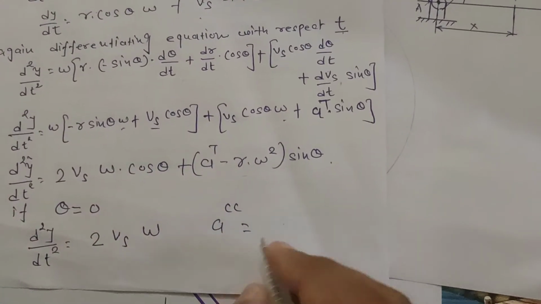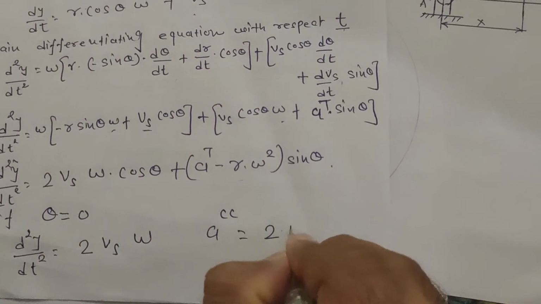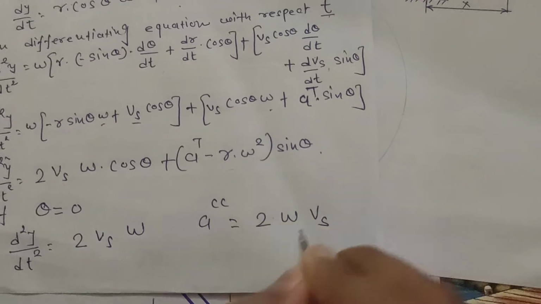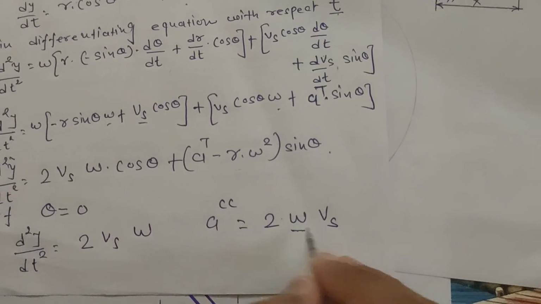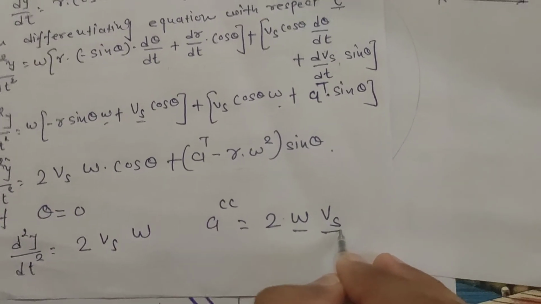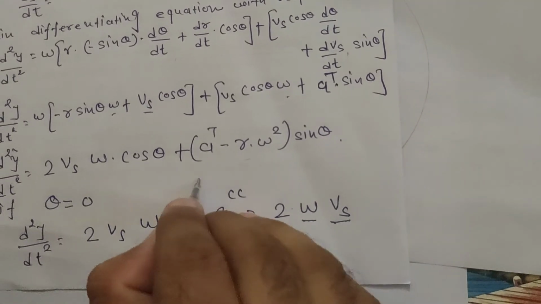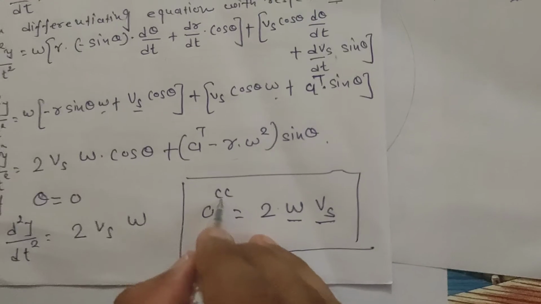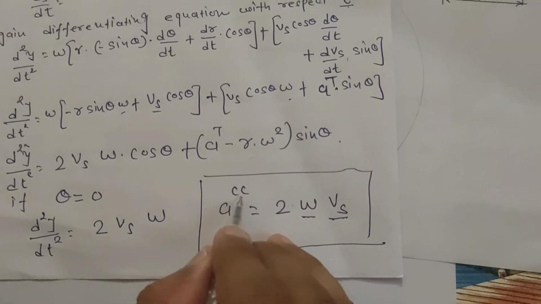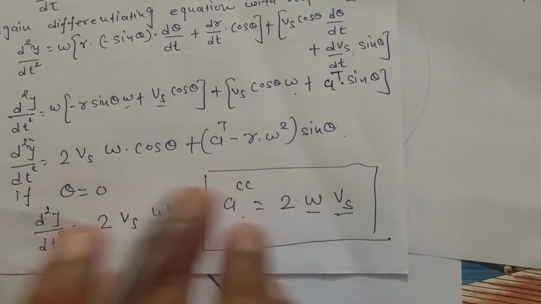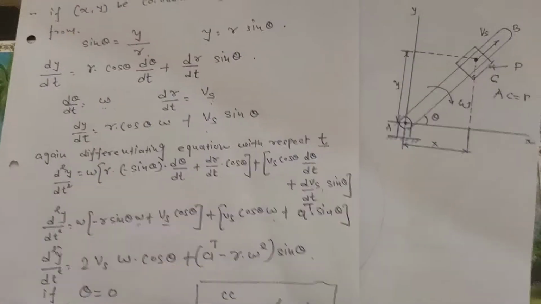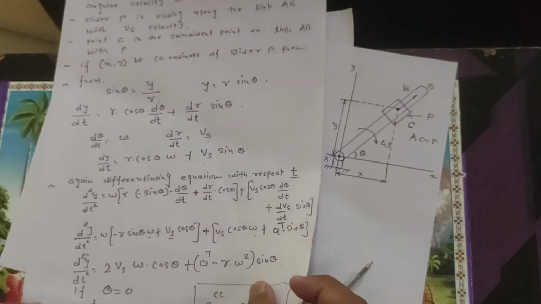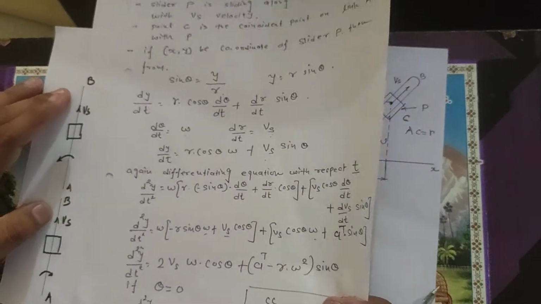The Coriolis acceleration a_cc is equal to 2 omega Vs, where omega is the angular velocity and Vs is the velocity of the slider. This is our final equation to find the Coriolis acceleration component. This is the magnitude that we find in this way. But another point is how we can find the direction.